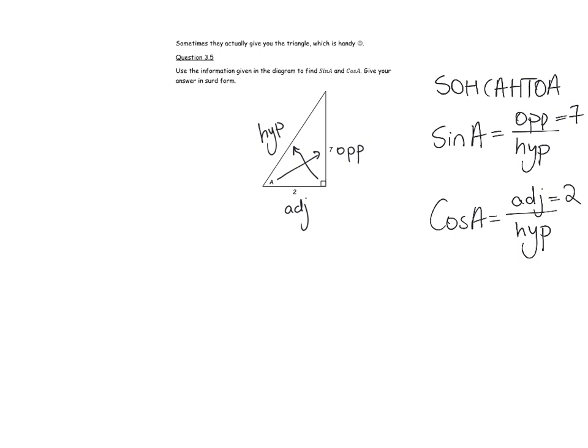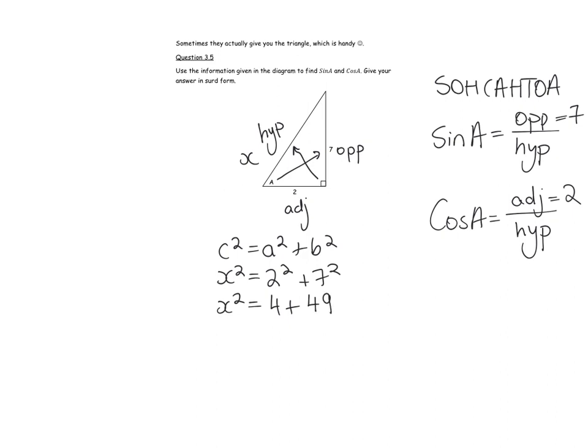And we can do that using Pythagoras' theorem, which is c squared is equal to a squared plus b squared. So I might label the hypotenuse x, so this becomes x squared is equal to 2 squared plus 7 squared. So this will end up being x squared is equal to 2 squared, which is 4, plus 7 squared, which is 49. So 49 plus 4 will give us 53. So we'll get x squared is equal to 53. And then x is going to be equal to the square root of 53, which doesn't break down. It just stays as square root 53.